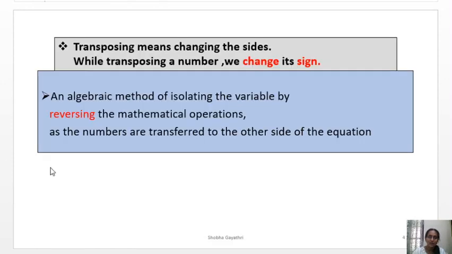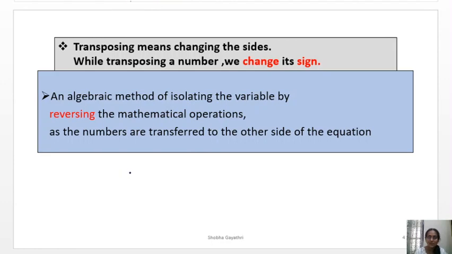To solve the equations, we have come across three methods. Out of that, the trial and error method and the balancing method are not that practical. Finally, we have settled on the transposing method to solve the equation. Transposing means changing the sides. While transposing a number, we have to change the sign. In the transposing method, the mathematical operations will be reversed.